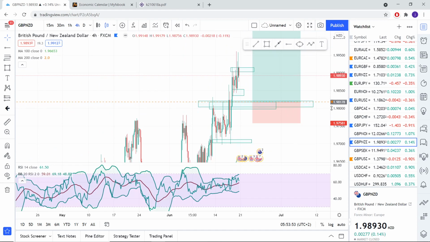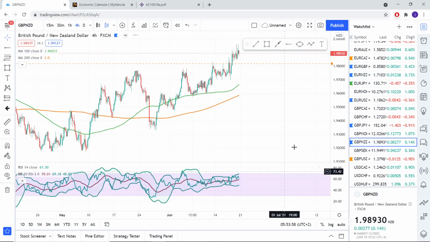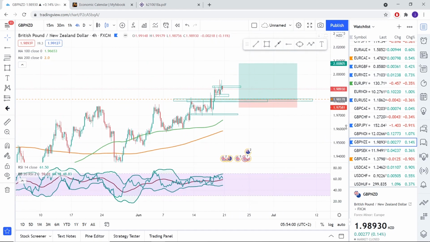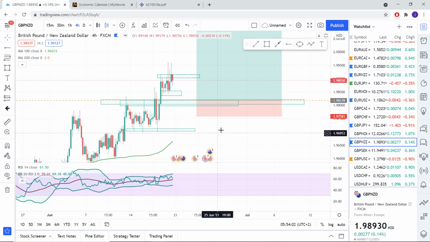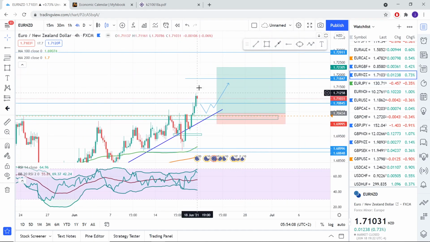GBPNZD, also another thing I was looking at, sort of like the Euro NZD as well, right? And this is another pair correlated, right? But look at it. It's a lot more choppy than how you would see the Euro NZD. You can see that clear bullish break. So if we have a retest of this area, we have a higher probability of price continuing upwards.